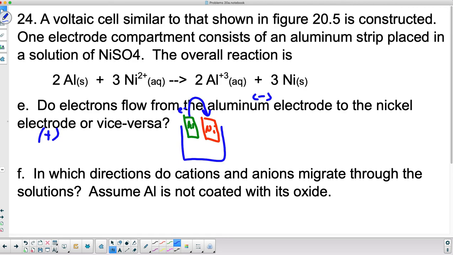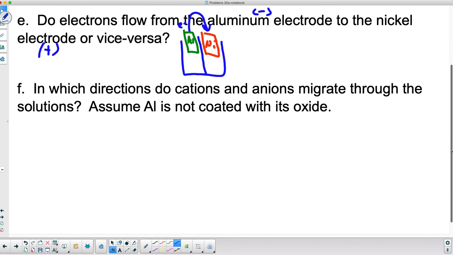This is not completely correct because there must be some kind of permeable barrier that allows ions to go through it. So if the electrons are going in one direction, that means that the plus ions are going in the opposite direction. Okay. So which direction do the cations and anions migrate through the solutions? Assume Al is not coated with its oxide.